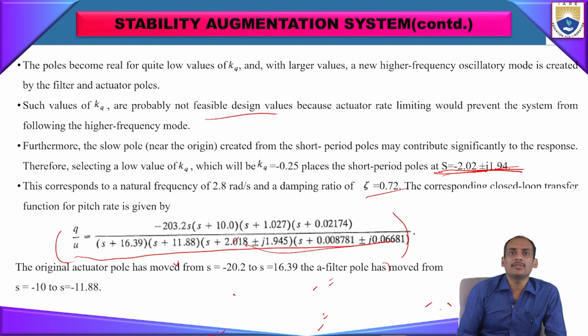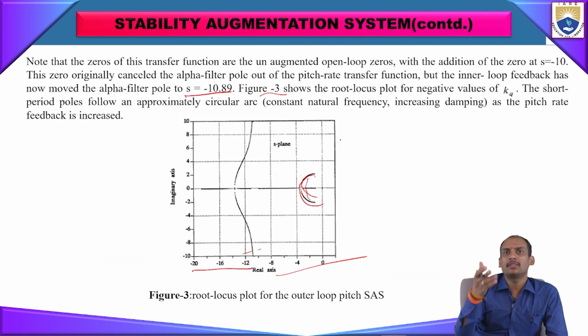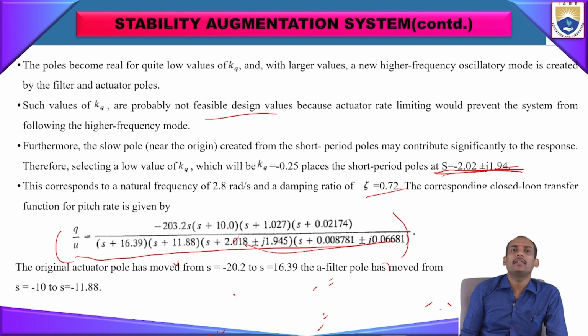So for this also we can draw the root locus. That root locus we have already given here in figure 3. This shows how the values move from minus 10 to minus 11.88. When the s value moves from minus 20 to about 16, the root locus values change from minus 10 to minus 11.88, going along the negative loop only.